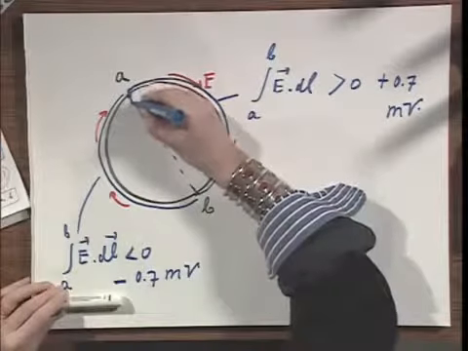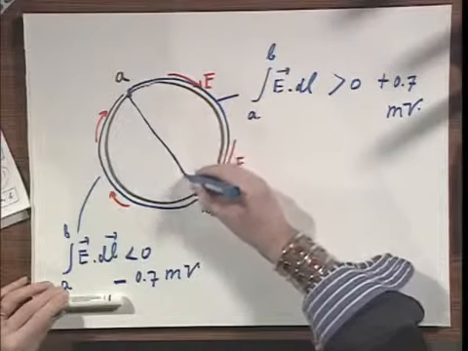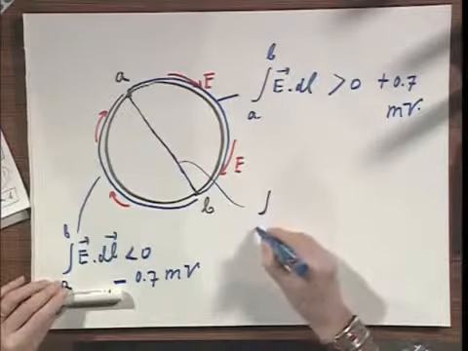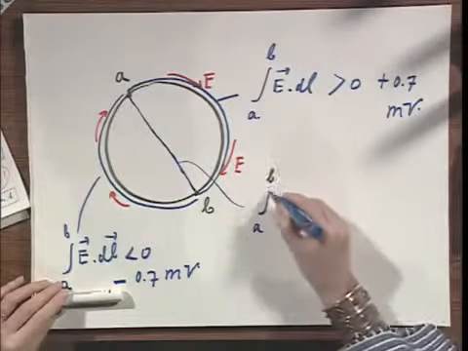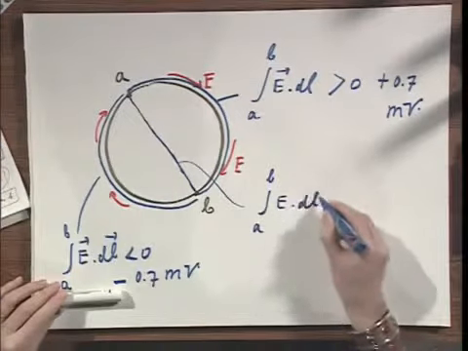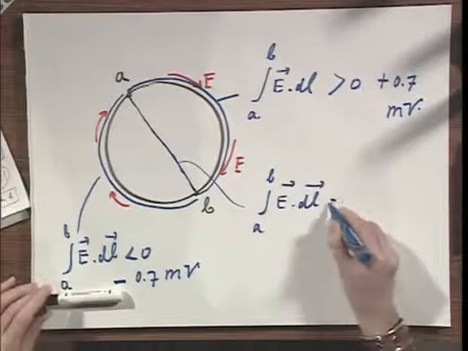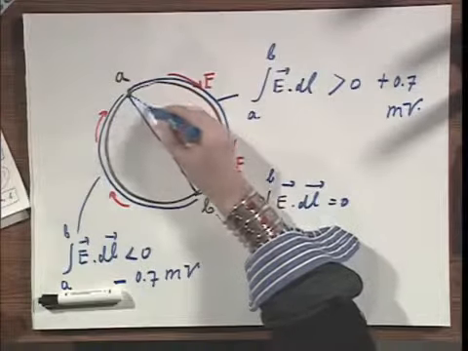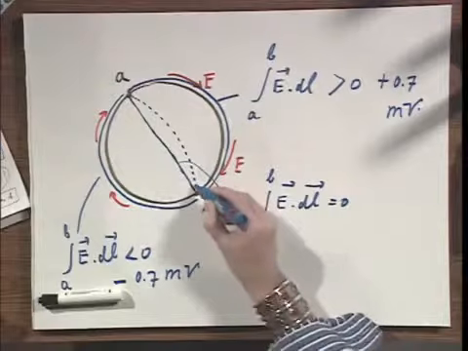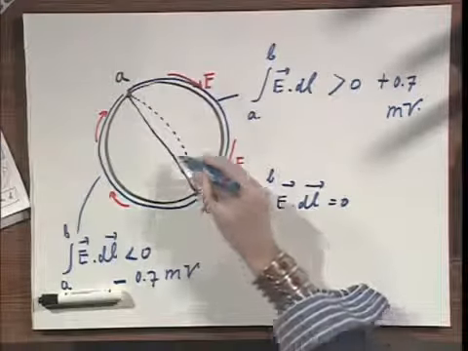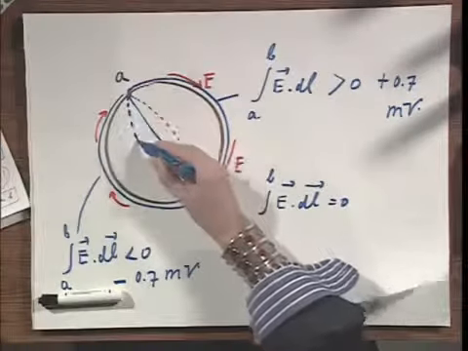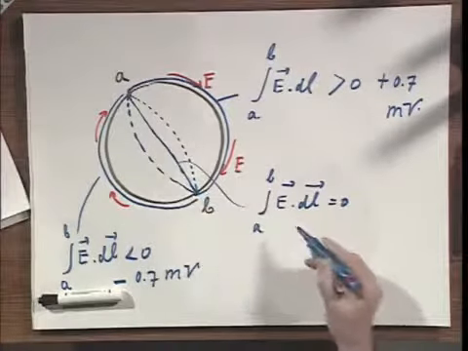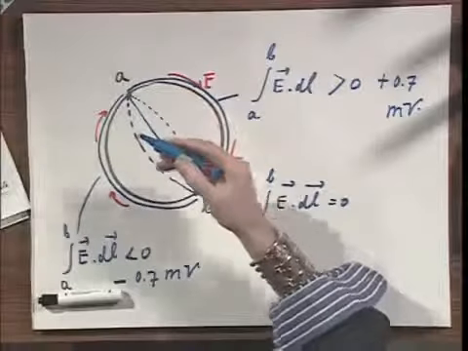Suppose I walk this way, exactly through the middle. Then the integral of E dot dl from A to B equals 0. If I put the line slightly here, the trajectory, the path, will be larger than 0. If I put it on this side, it will be smaller than 0. So you see, it is completely ill-defined.